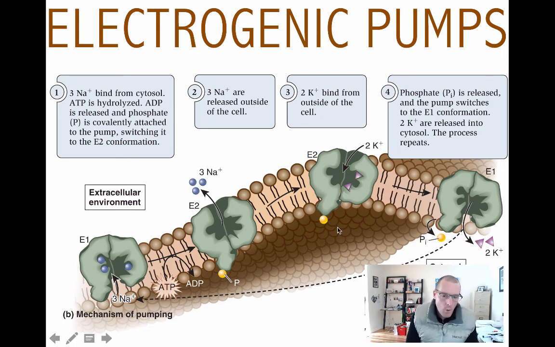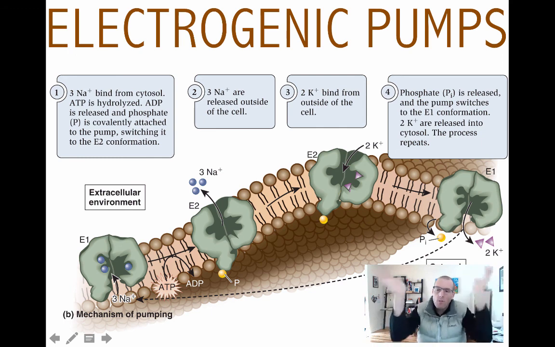Now some of you are probably wondering what this yellow ball is. Well, when the ATP gets broken down, one of the phosphates, ATP remember is adenosine triphosphate, one of the phosphates gets added to the protein, and when that phosphate is released, the 2 potassiums are flipped in. So let's recap. 3 sodiums bind, phosphorylation and a change of shape, 3 sodiums out, 2 potassiums bind, the phosphate leaves, and the 2 potassiums are flipped inside.